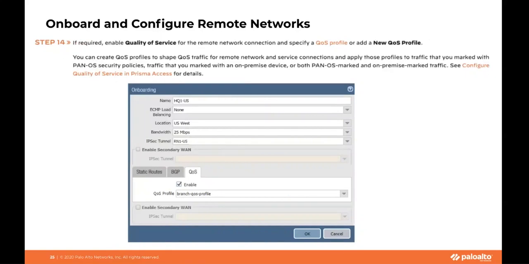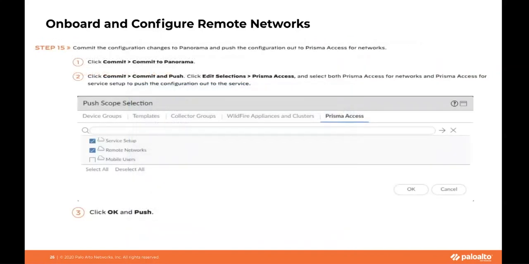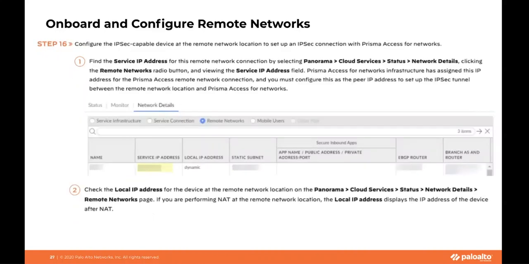QoS. If you require quality of service for the remote network, enable it and specify a QoS profile. Or if you don't have any existing QoS profile, you can create a new one. At this point, you are done with half of your configuration. Now it's time to perform the commit and push to the Prisma Access cloud. Perform your commit and push.